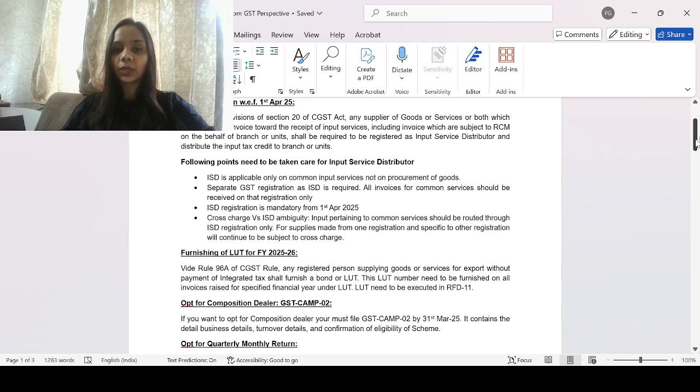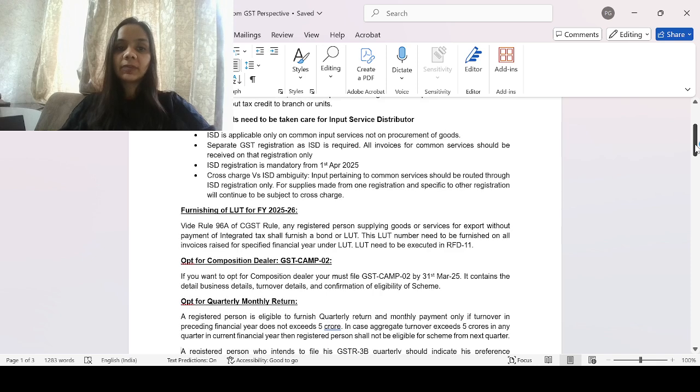This is also important: if we are exporting goods or services without payment of IGST and have not furnished the LUT, the officer has the right to disqualify the supply as an export and levy the GST on the same along with interest. Hence, everybody has to initiate furnishing of the LUT for financial year 2025-26, because as of now the option is available. You can furnish it today as well.